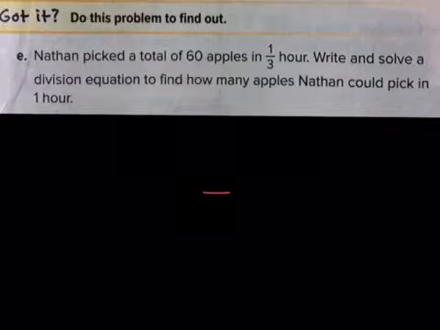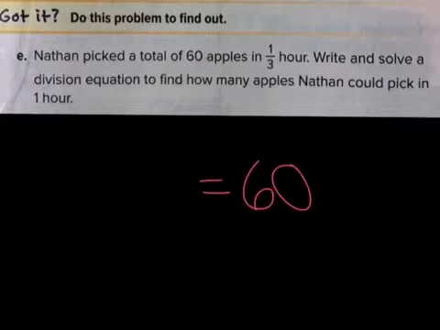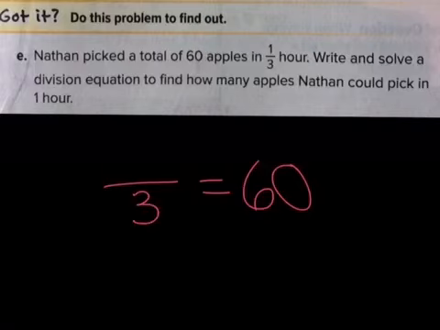Okay, we know that 60 is what he got in 1/3. So in order to get 1/3, you have to divide the number by 3. And we'll use A for apples. So a third, okay, 1/3, you divide it by 3 to get 1/3. 60 is 1/3. So you have to divide the number by 3 to get 1/3. Okay, so your equation looks like this. I hope that makes sense to you. If it doesn't, please rewatch this.